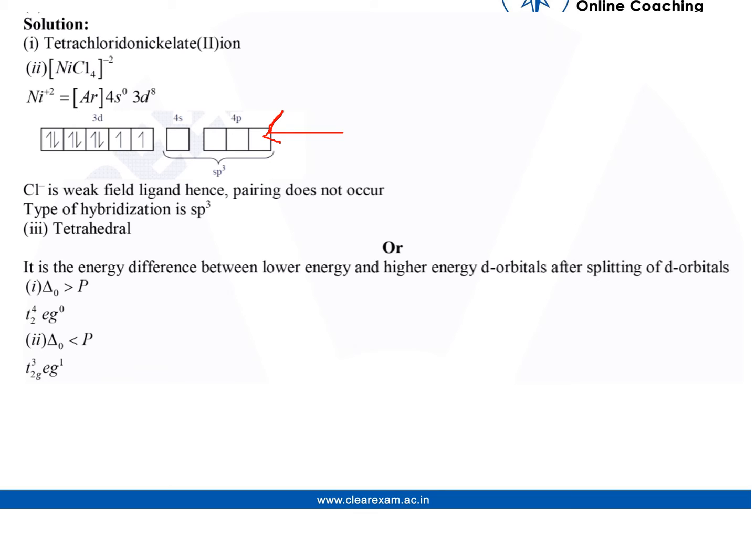Third part: tetrahedral. Or, it is the energy difference between lower energy and higher energy d orbitals after splitting of d orbitals. First part: delta naught is greater than P.